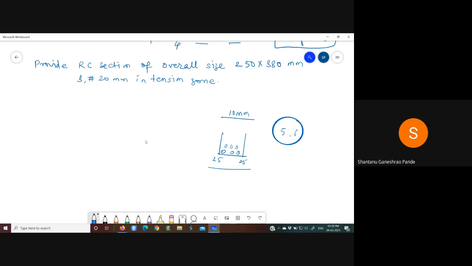Calculate the moment of resistance of an RC section, 230 mm wide and 300 mm deep. The beam is reinforced with 3 bars of 12 mm diameter on the tension side.